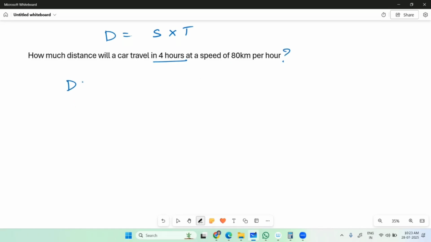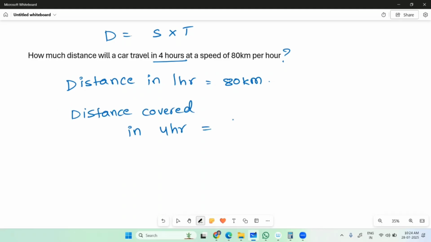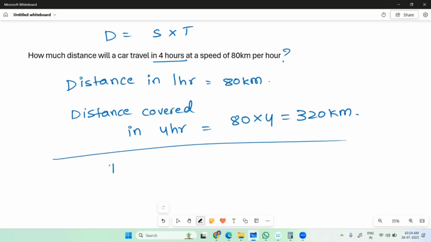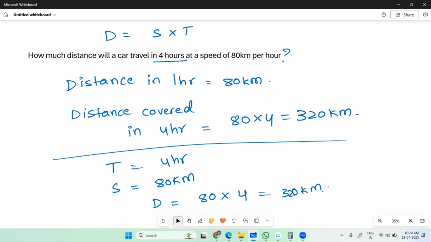So let's find the distance. We know the distance in 1 hour is 80 kilometers, whereas the distance covered in 4 hours is 80 times 4, which is nothing but 320 kilometers. Simply, we can do it another way. Time equals 4 hours, speed equals 80 kilometers per hour, and distance is speed times time, which is 320 kilometers.